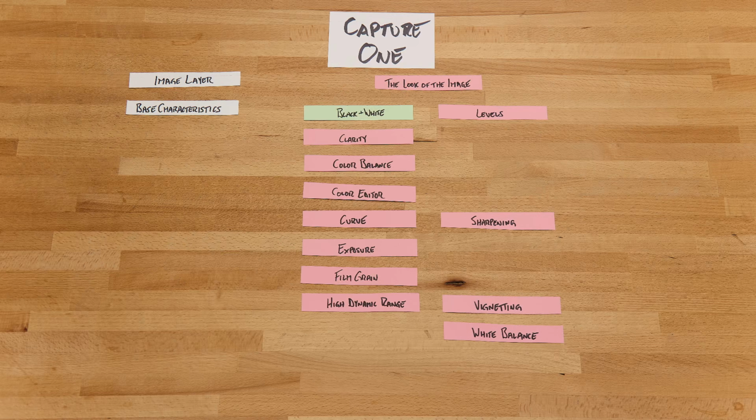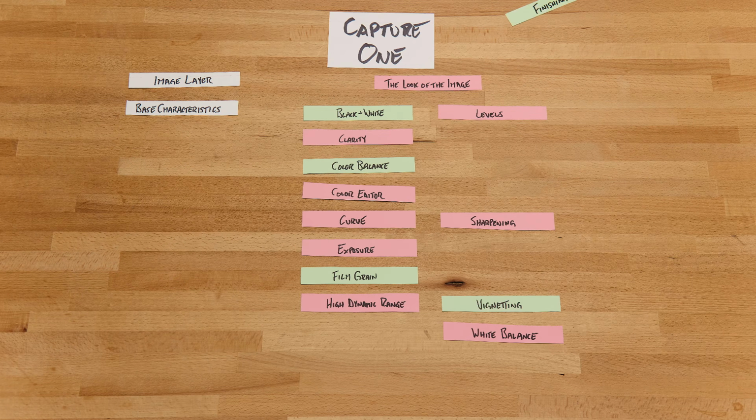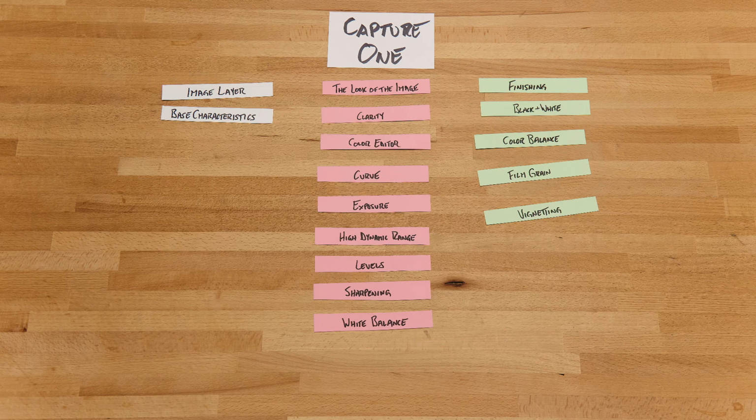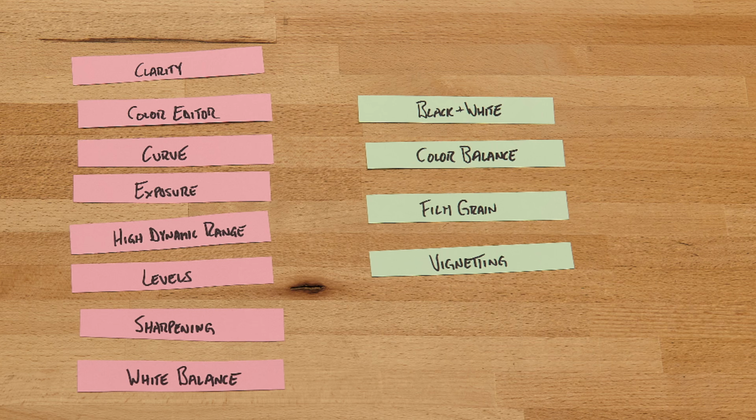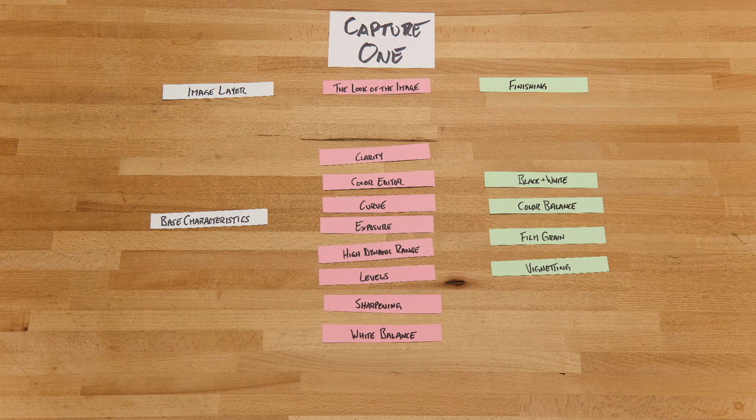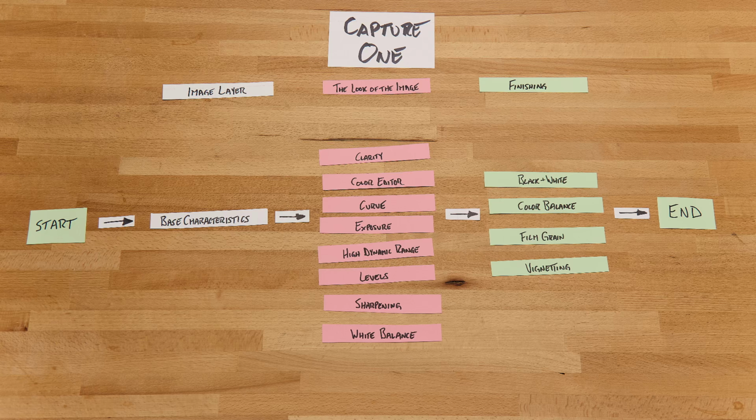And finally, we have what I refer to as the finishing tools. These sit at the tail end of the process chain, applying final refinements: black and white conversions, color balance, film grain, and vignetting. And even though Capture One doesn't make its process chain obvious, it's still happening in a consistent sequence. So here's my best guess at how all of this works in Capture One.